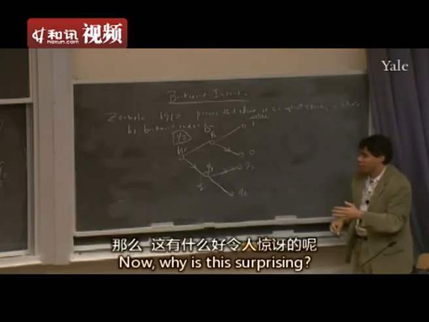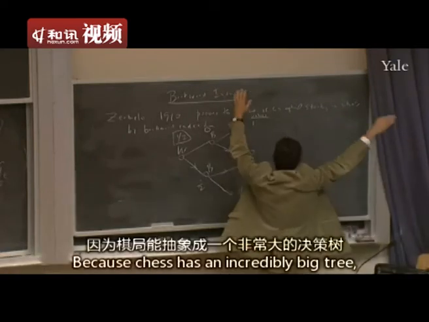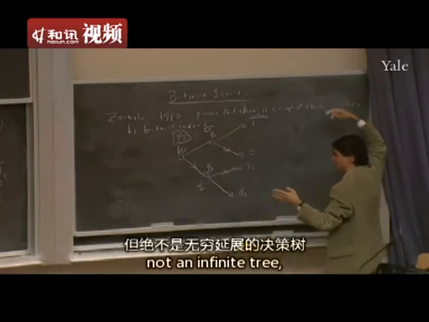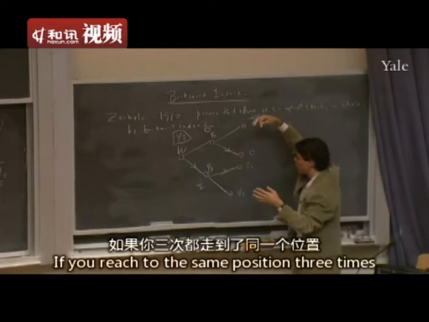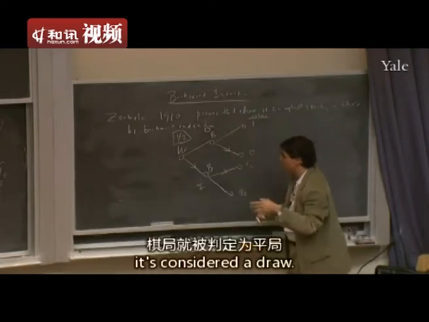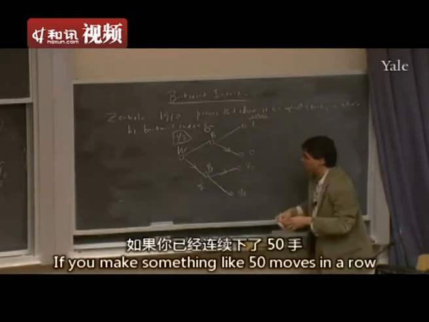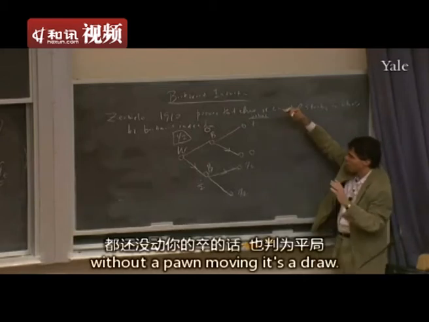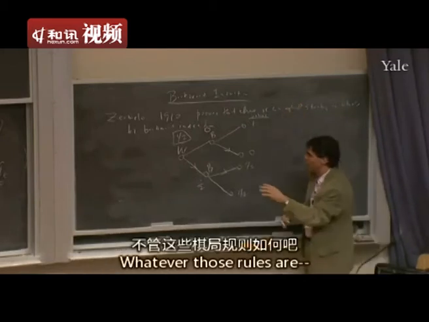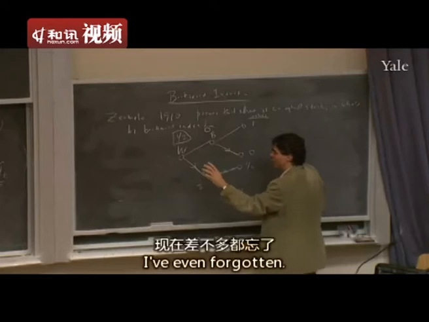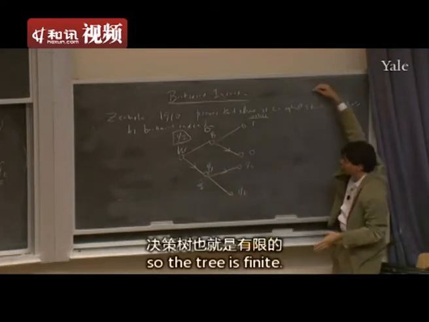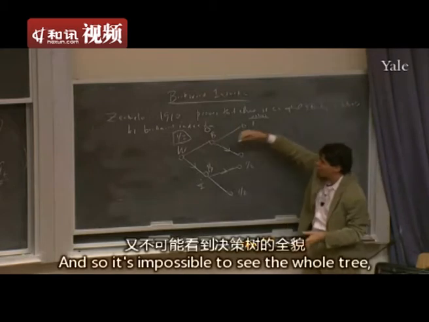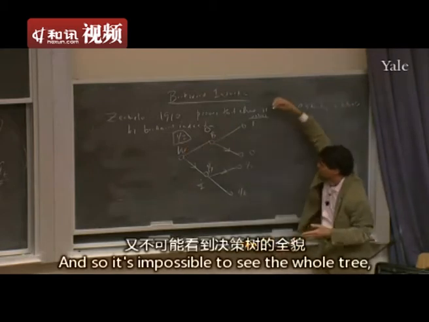Now why is this surprising? Because chess has an incredibly big tree, not an infinite tree. You know, there are all these rules that keep it finite. If you reach the same position 3 times, it's considered a draw. If you make something like 50 moves in a row without a pawn moving, it's a draw. Whatever those rules are, I used to play chess quite a bit, I've even forgotten. But whatever those rules are, they're designed to make the game finite. So the tree is finite. And so it's impossible to see the whole tree.